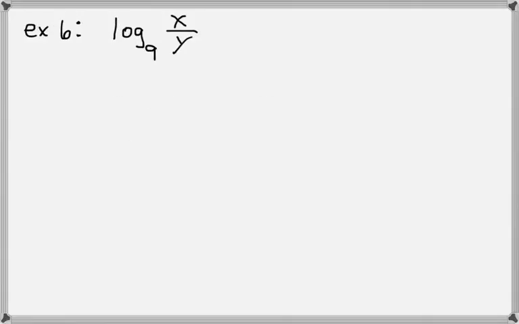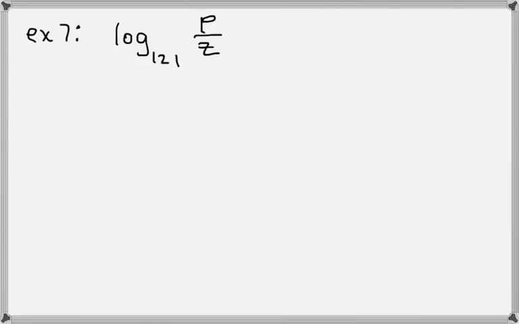Now, what if we don't always have numbers? We're going to have to deal with variables. They're never going to go away now that they've become part of our math. So now we have the log base 9 of x over y. We can go ahead and expand that. We have log base 9 of the numerator, which was x, minus log base 9 of the denominator, which was y. And we have successfully expanded that single log into the difference of two logs.